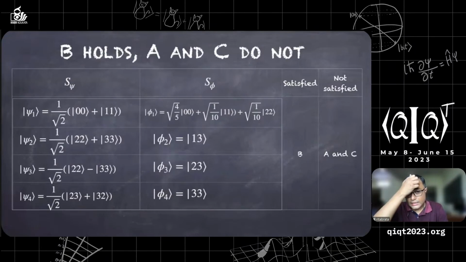Okay, let's come to item number B, the situation in which the entanglement criterion holds, that is, condition B holds, but the other two conditions do not hold.